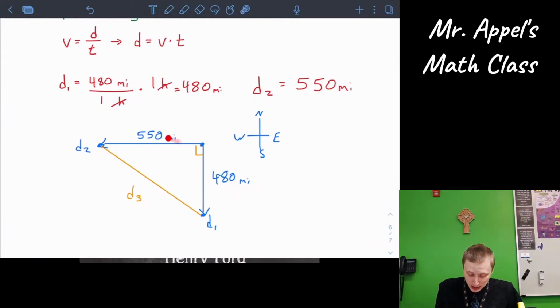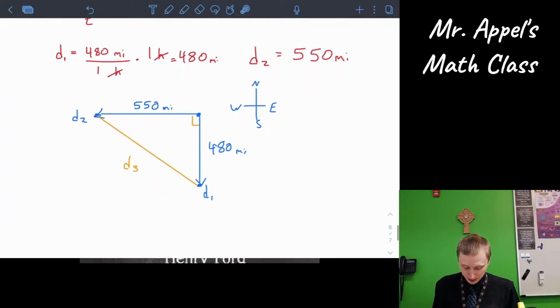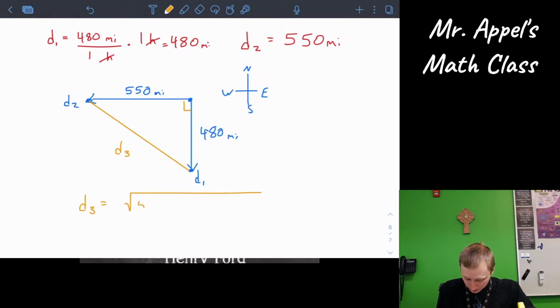And the picture now makes it very clear what I must do. I need to find the third side of a right triangle given the two legs. It's time for everyone's favorite Pythagorean theorem. So let's see, D3 is going to be the square root of 550 squared plus 480 squared.